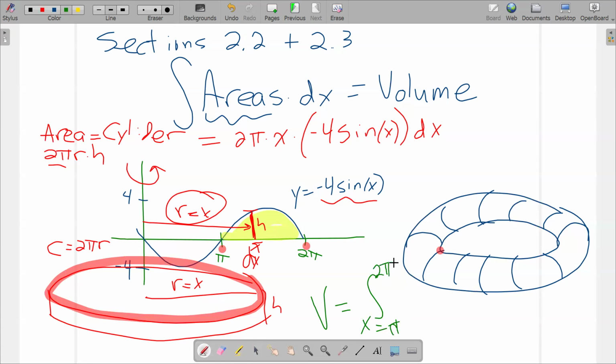We can pull out some constants there. So I think I'll pull out negative 8 pi. And then what's left is x times the sine of x dx. And if I can integrate that, then I can find this volume.